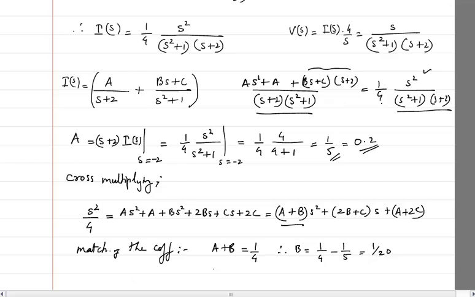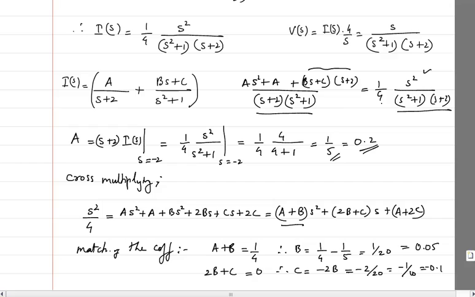Similarly, the second portion is 2b plus c is equal to 0. Therefore, c is equal to minus 2b, correct? Which comes out to be minus 2 by 20, which is minus 1 by 10. So I can write this as 0.05 and this as minus 0.1, based on my interest. Anyway, I will now write it in terms of fractions only.